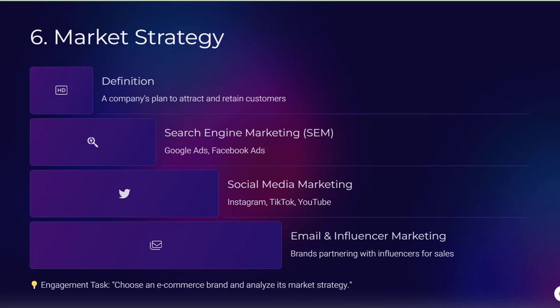So we have another engagement task here: choose an e-commerce brand and analyze its market strategy. We can do that with the support of Jarvis, right? You can ask Jarvis to support you to do that. You choose an e-commerce brand and analyze the market strategy based on the search engine, based on social media marketing, and based on email and influencer marketing.